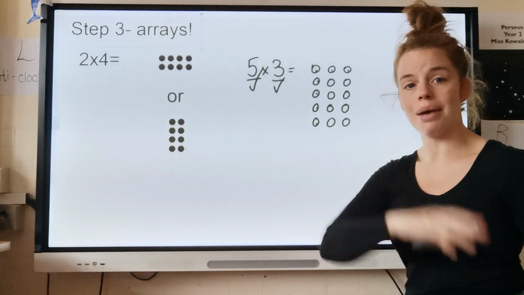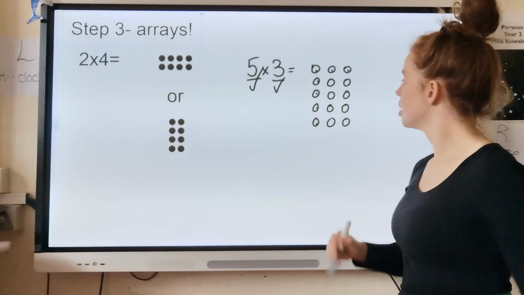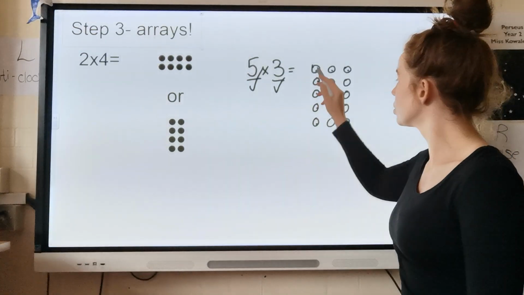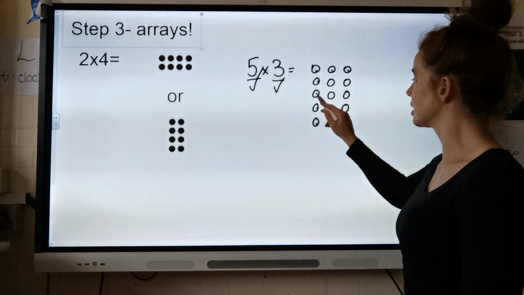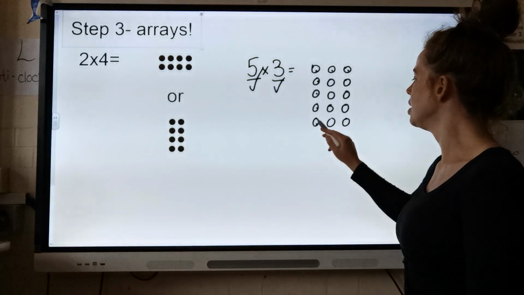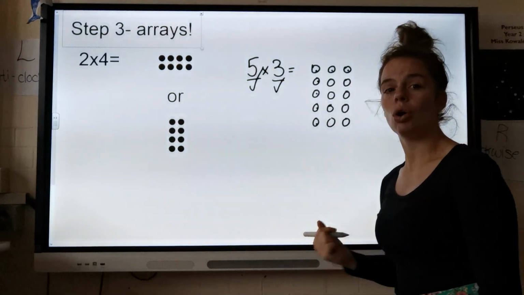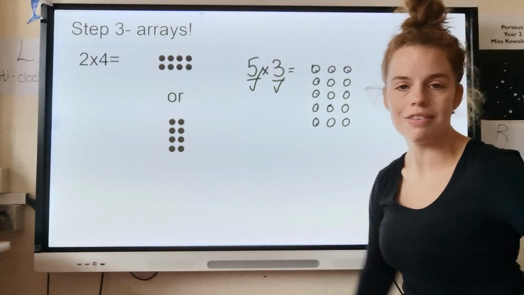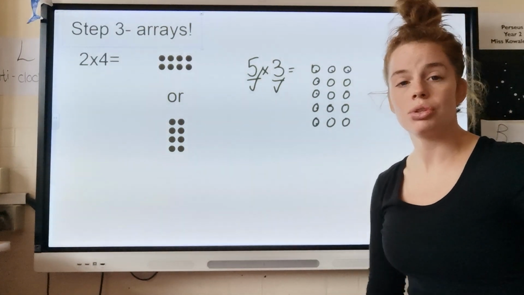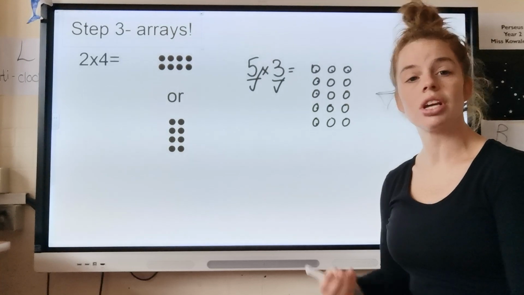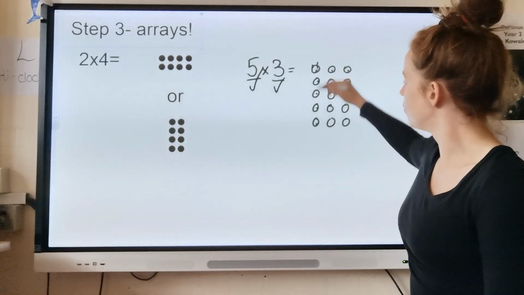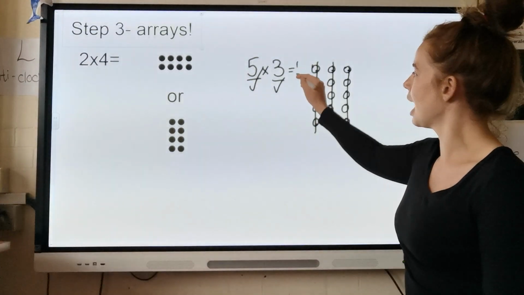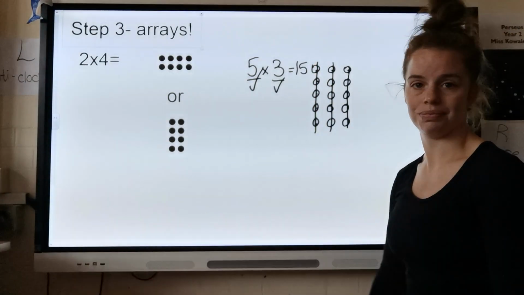Now we need to count them all together. You can either count one by one. So 1, 2, 3, 4, 5, 6, 7, 8, 9, 10, 11, 12, 13, 14, 15. Or if you're confident to count in one of the numbers, so for example 5s, we know how to count in 5s, you can just count in that number. So 5, 10, 15. So our answer is 15.